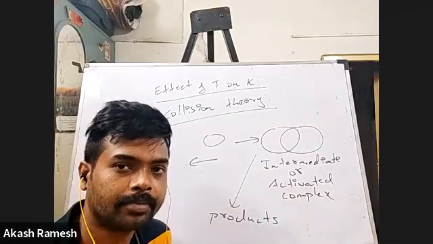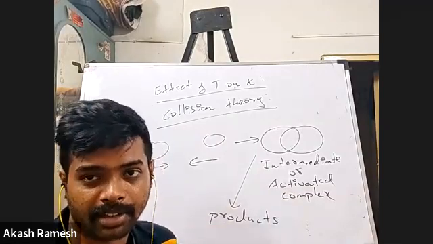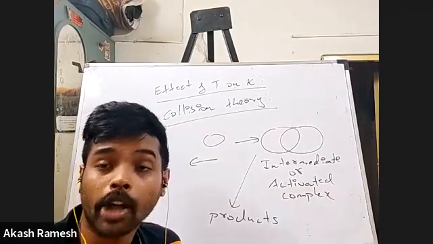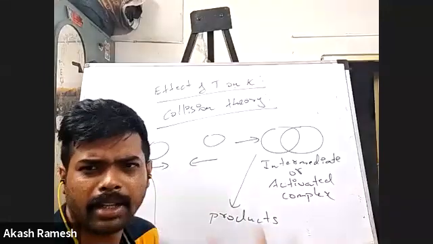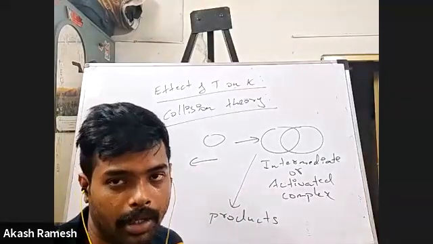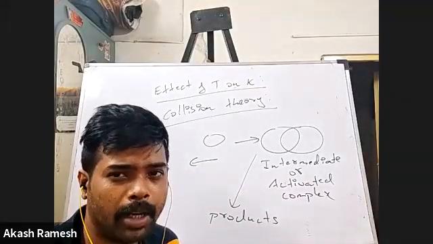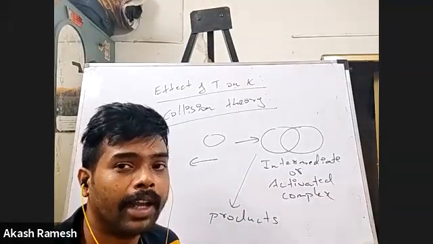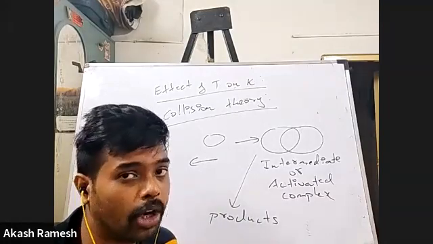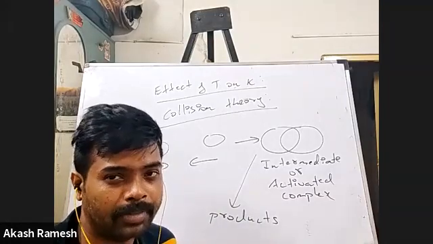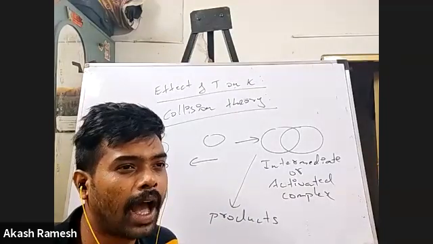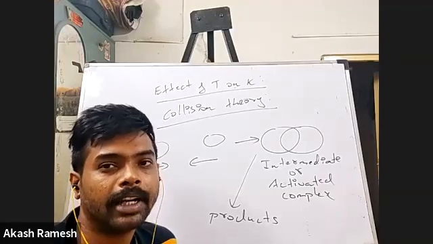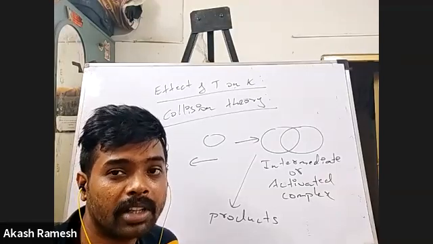Very simple, but there are certain conditions in this. What conditions? Not all collisions. There will be millions and millions of collisions happening between the reactant molecules, so many collisions, but not all of them will end up in product formation. So the collisions have to satisfy certain factors, so that the collision becomes a successful collision.